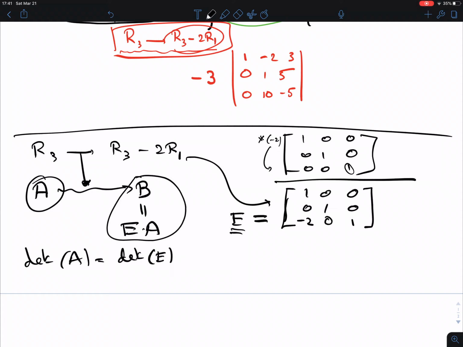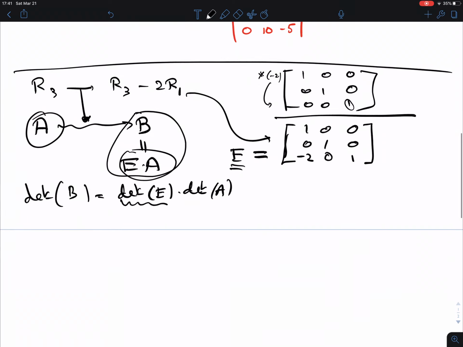I'm looking at this formula. The determinant of B is the determinant of this guy, which is the determinant of E times the determinant of A. So again, what is this determinant? Well, let's work it out here.